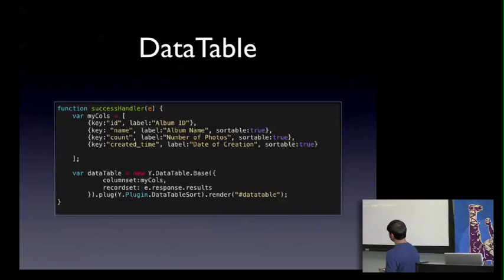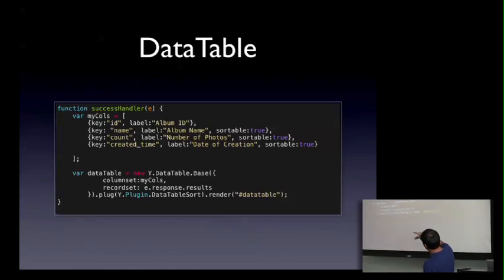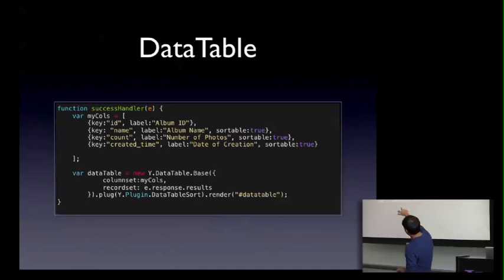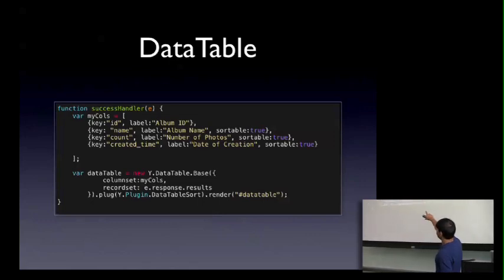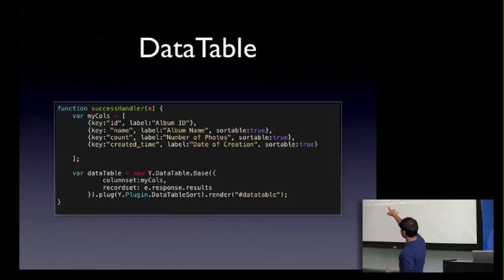we're not sending in a DataSource instance to DataTable, but we're sending in that normalized data that we got back. So what we're doing here is we're setting up a column set, which is basically an array of the columns that I want the data table to show. The keys I'm sending in here, so ID, name, count, and created time, correspond to the actual fields in my object. So the ID field in my object is going to come into that column.